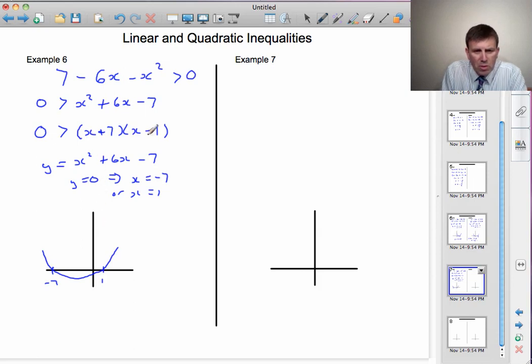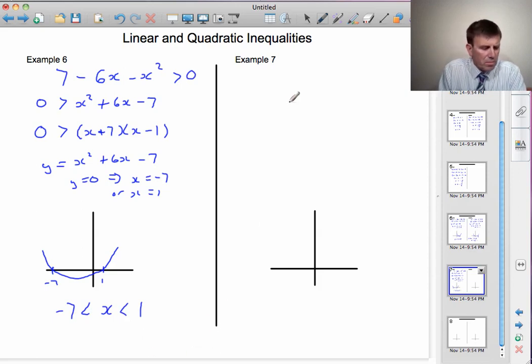And I want this expression here to be less than 0. In other words, 0 has to be greater than this. So I want the part of the graph that's below the x-axis. And that gives me a closed interval again. x is trapped between minus 7 and plus 1.